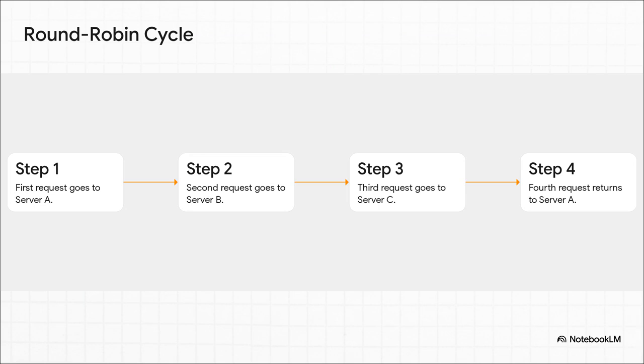And the process is, well, it's about as simple as it gets. The first request comes in, it goes to server A. The second one, server B. Third, you guessed it, server C. And once it hits the end of the list, that fourth request just loops right back around to the start, to server A, one after another in a predictable circle.